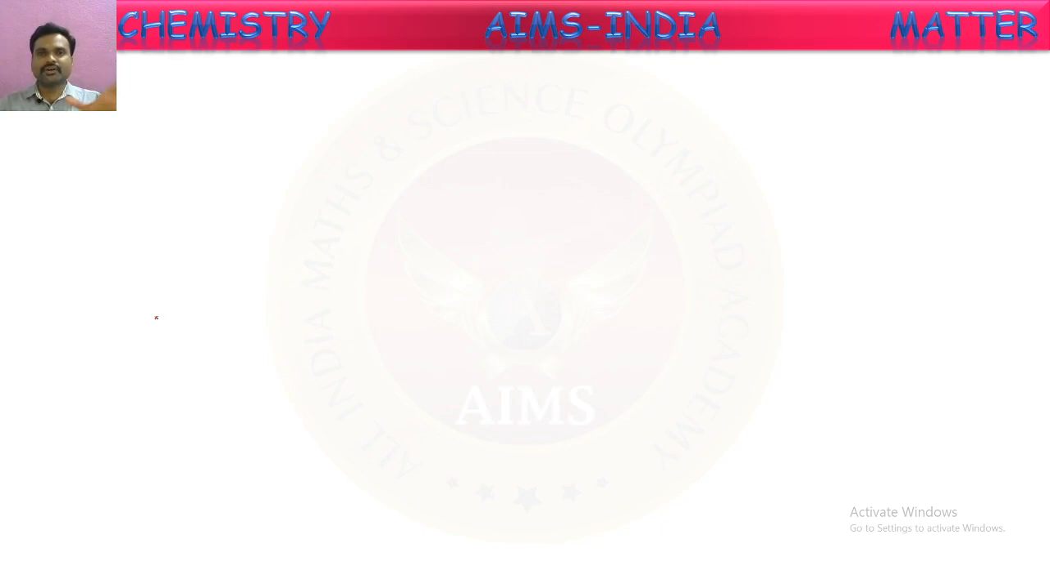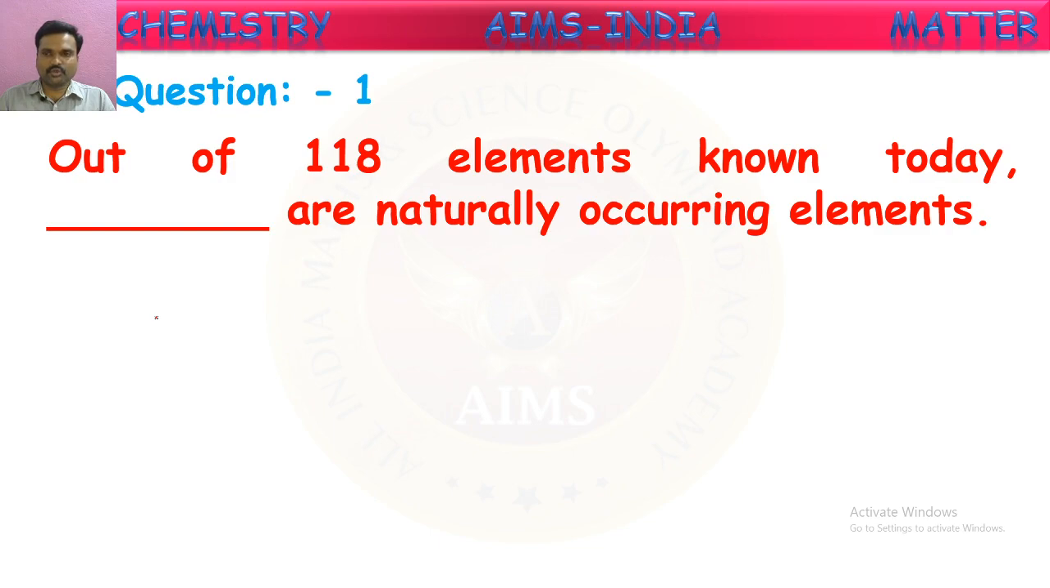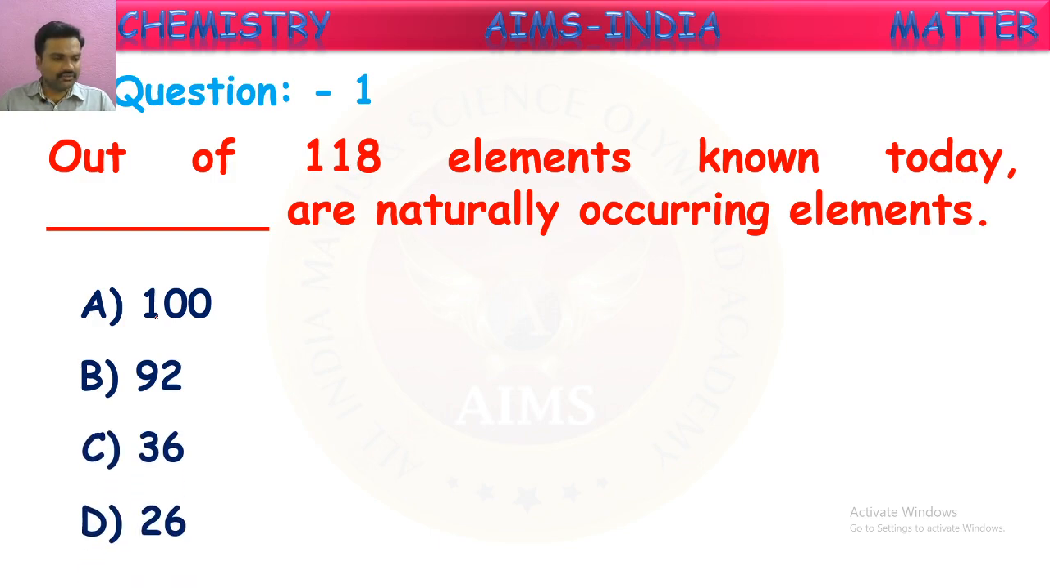Now, based upon this part, let us have some assessment. We are going to give some questions to you. You can answer them through the live chat. Okay children, get ready. First question. Out of 118 elements known today, how many are naturally occurring elements? I told this: till now, scientists have discovered 118 elements so far. Out of these 118 elements, how many are naturally occurring? The remaining are synthetic, we told. So how many? You can give the answer. Let me say the options also: 100, 92, 36 or 26. How many, children? You can give your answer in the chat.